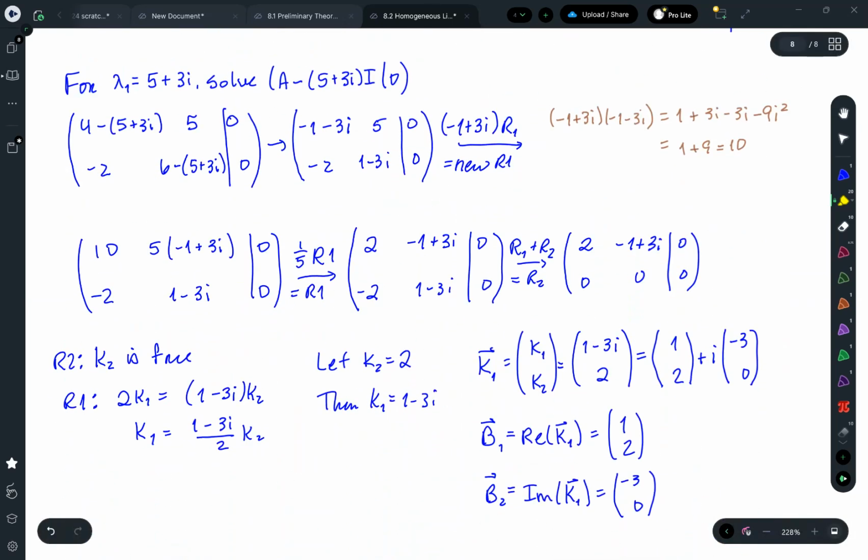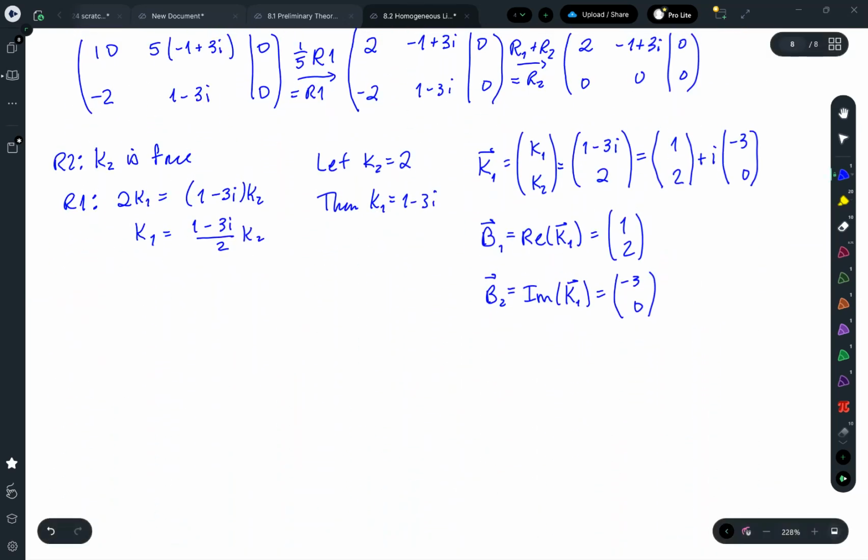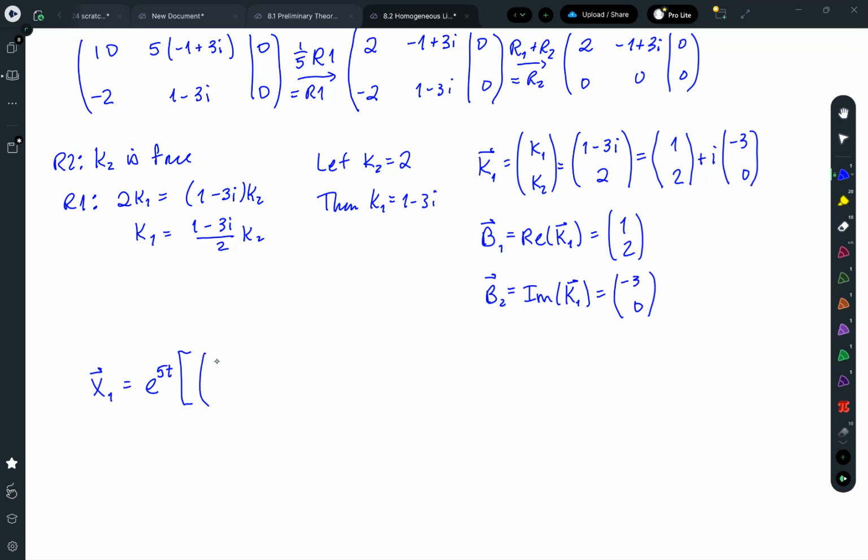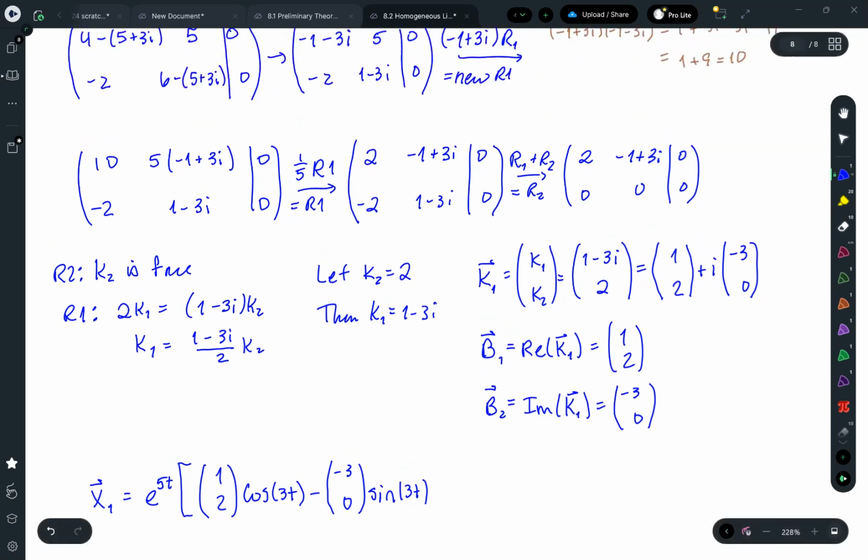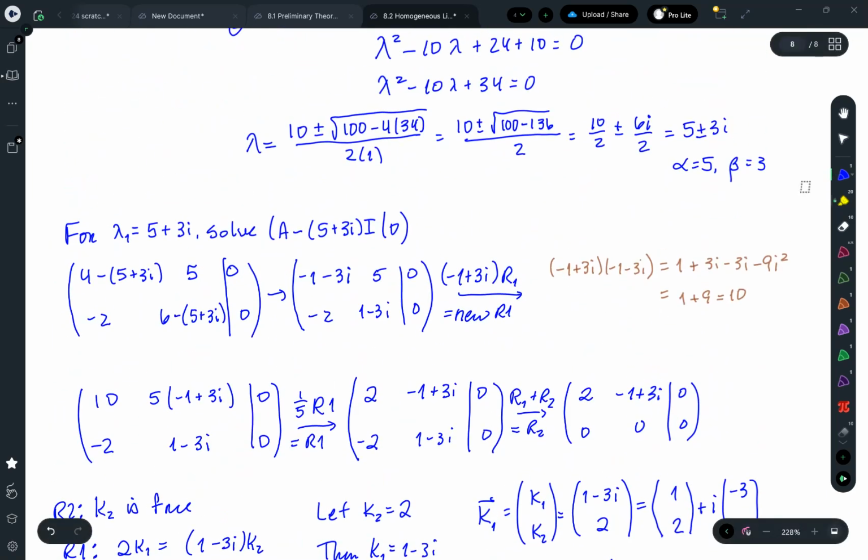Okay, so we go back down, and we can say that x1 is equal to e to the alpha. Alpha was 5, so e to the 5t, and then in brackets we have b1. b1 has components 1, 2 times cosine of 3t, and then we have minus b2, which has components negative 3, 0, and then sine of 3t. I put 3 because beta was 3. I should have been more clear about that. Alpha's 5, beta is 3. That's coming from our eigenvalue.